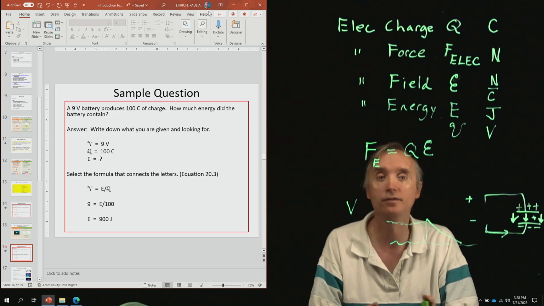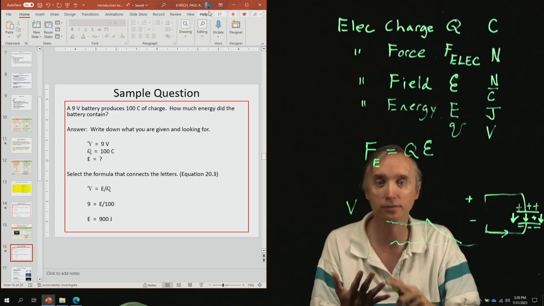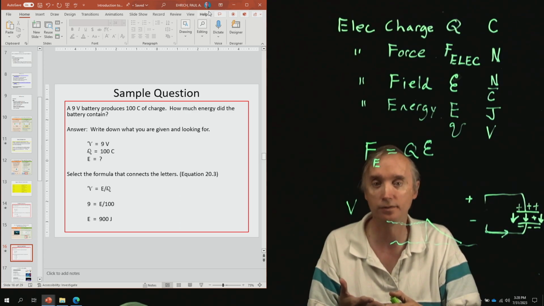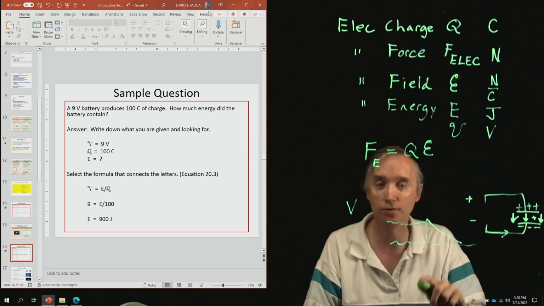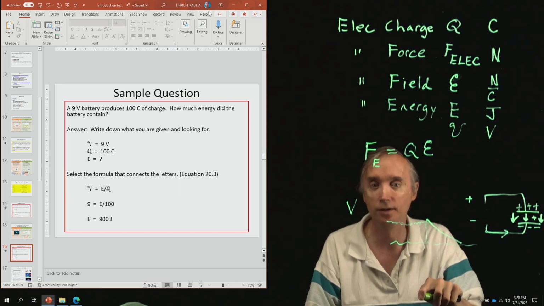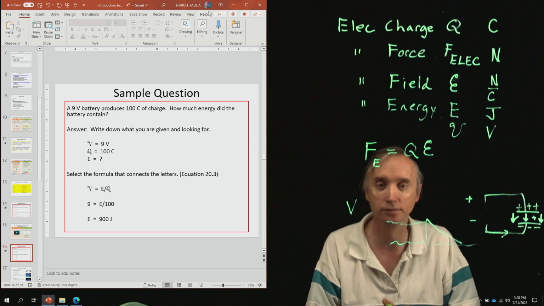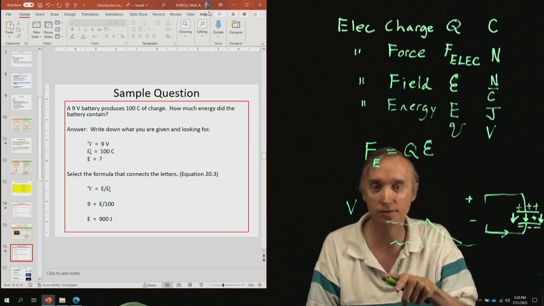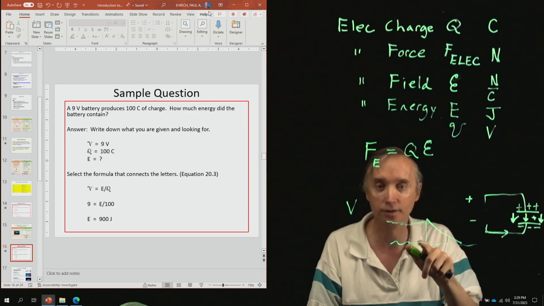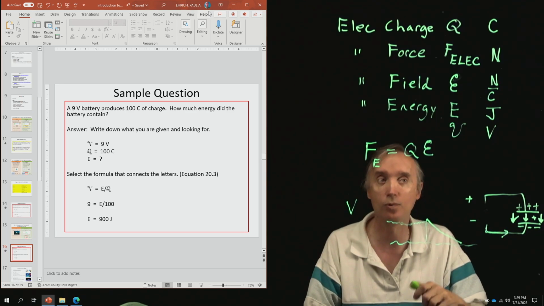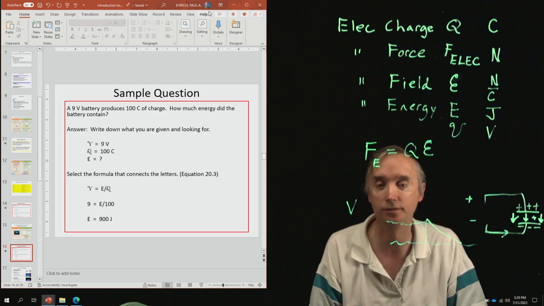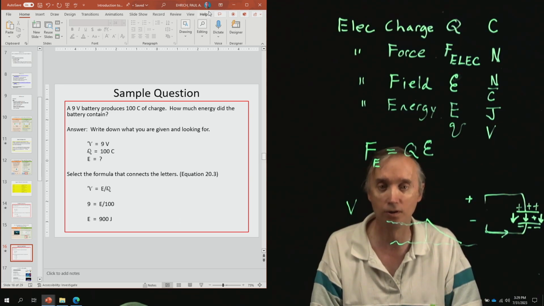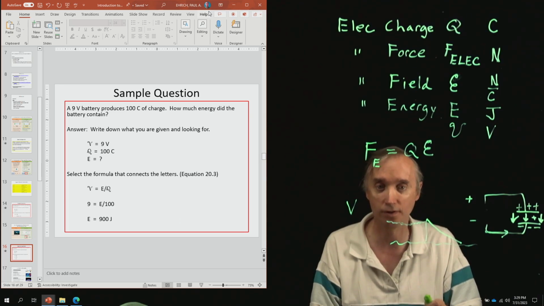Okay, next, find a formula that has a V, a Q, and an E in it. And so that's, again, going to be this one here. And then put your numbers into the formula. Now this time you got to do some algebra. So you got to take the 100 over to the other side. So 9 times 100 is 900. And then what's the official metric unit for energy? It's the J. So stick a J on the end of it. Always, always, always put units on everything.